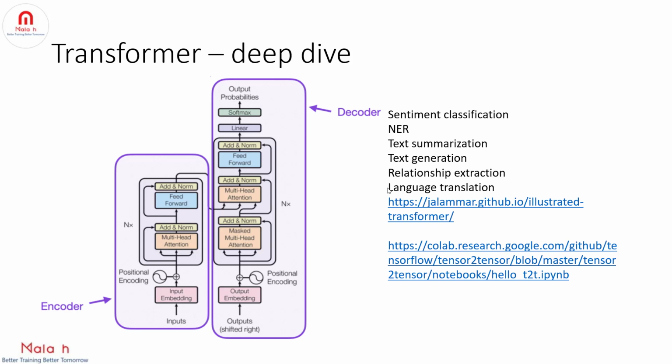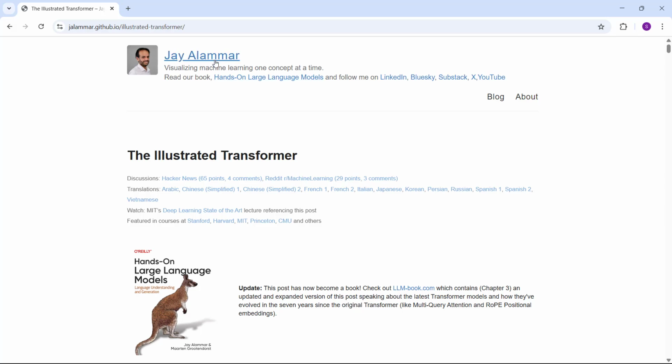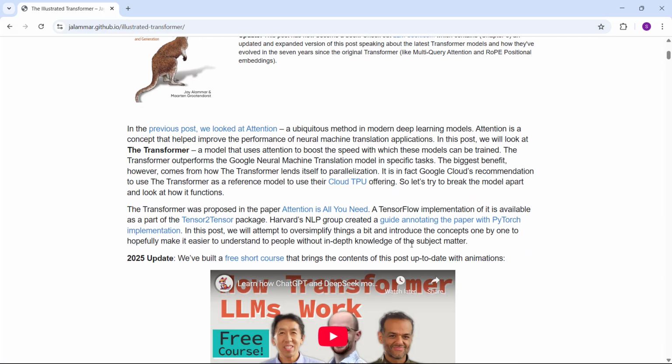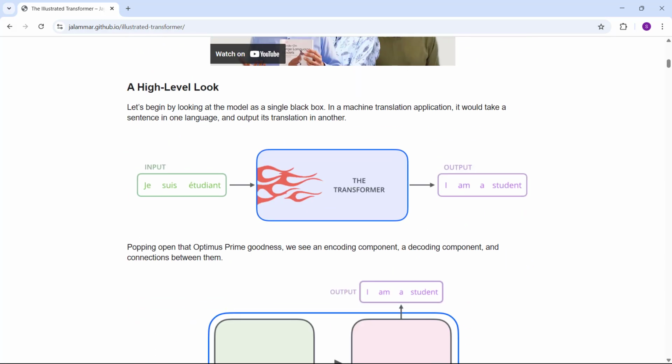For example, let's take an application which requires both encoder and decoder, so we can learn both the encoder and decoder side. Let me take you to this article. I found this very helpful. This is the article by J. Alammar. First let me explain at a high level, then we will deep dive.